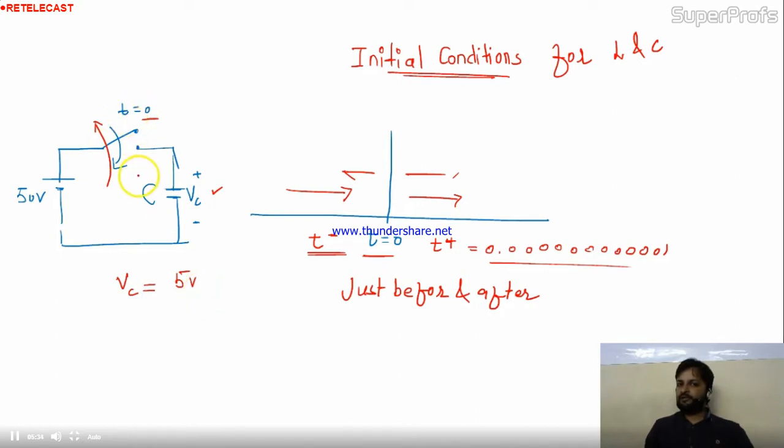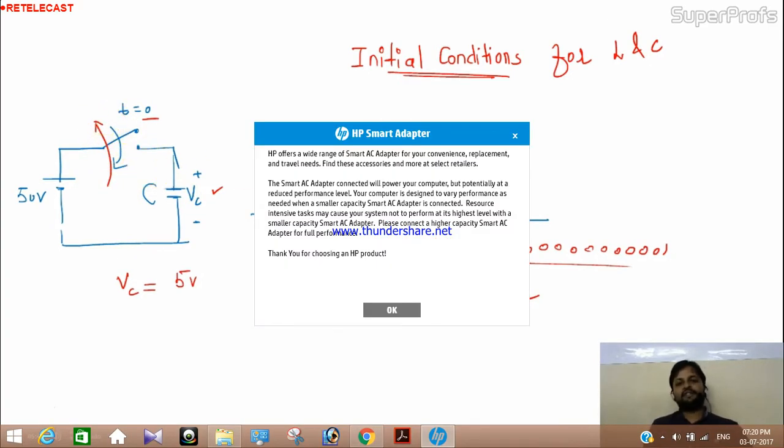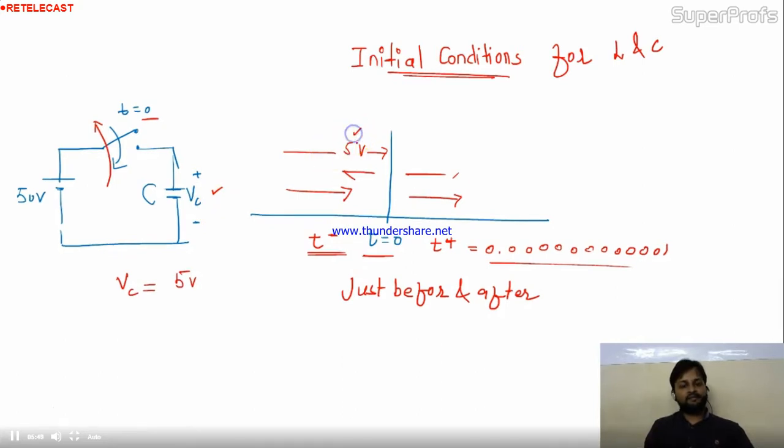At t equal to 0, you are changing it. Means in this timeline, up to here you are having 5 volt, before this line. Before you close the switch, the voltage across the capacitor is given as 5 volt. After some time it will be changed up to 50 volt. Why? Because at t equal to 0 you are closing the switch. Now the capacitor will start to charge again up to 50 volt.